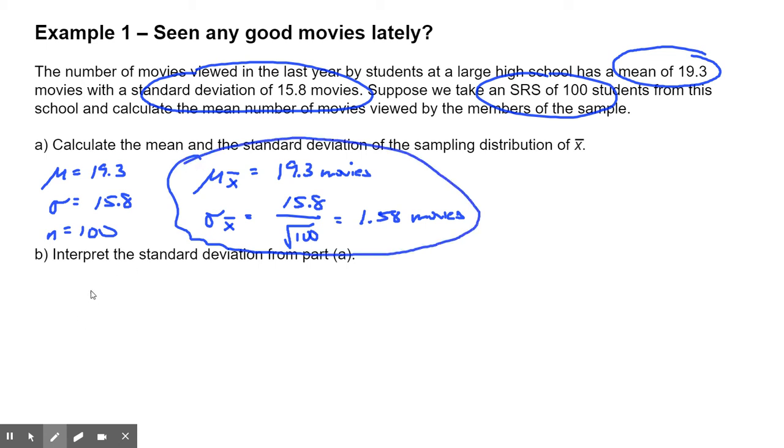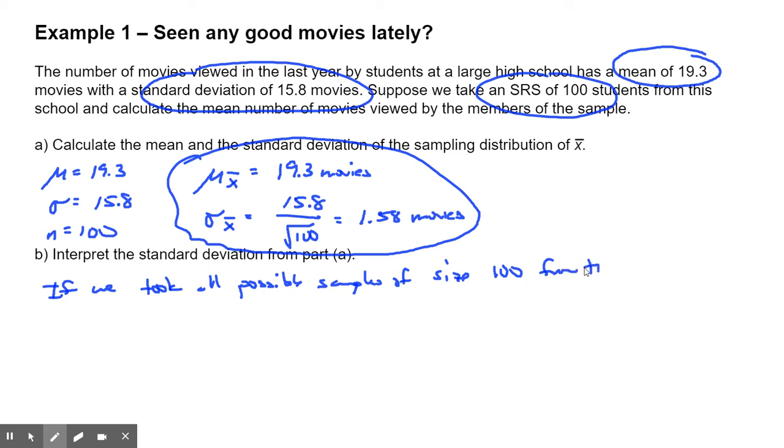Part B says interpret the standard deviation. So again, this is where we talk about all possible samples. We're just going to say if we took all possible samples of size 100 from this large high school.